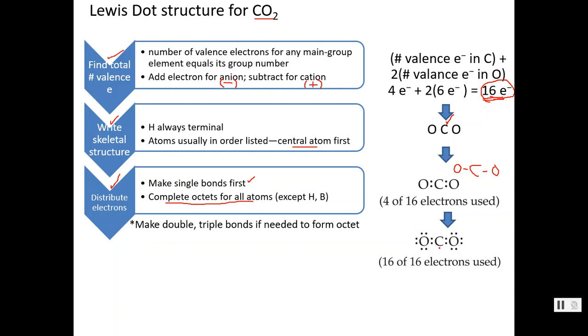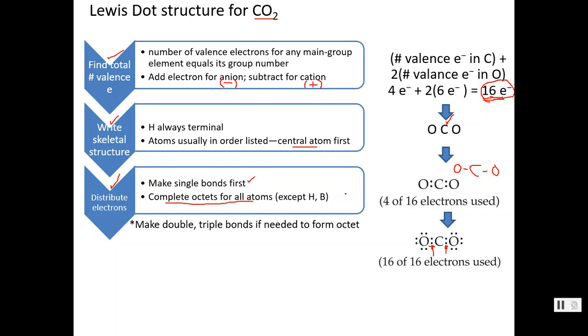But look at the carbon in this case right now. Right now, does carbon have an octet of electrons around it? It does not. It only has 4, the 2 that are in between this oxygen and this oxygen. So, and we need to make sure that you satisfy the octet rule when doing these Lewis dot structures, except for hydrogen and boron and helium.